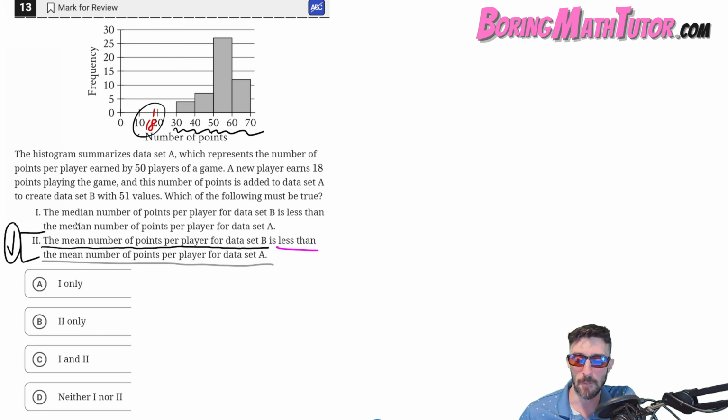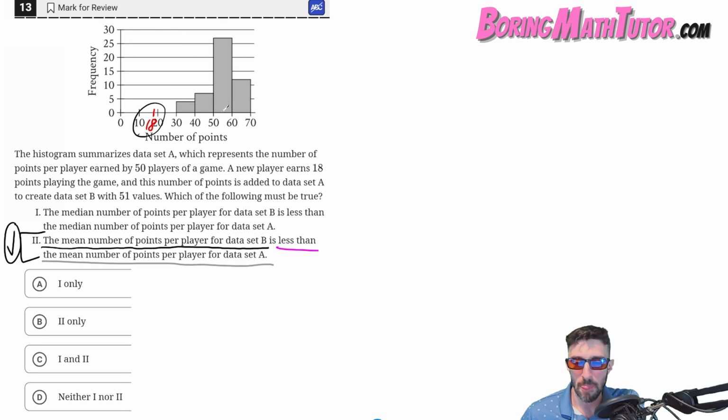We're keeping that one. Now, what about the median? Is the median also going to get dragged down? Well, here's the thing. We actually don't know what the median is right now. We can say it's going to be some number that's in between 50 and 60, but I can't tell you for sure that the median is going to be dragged down.